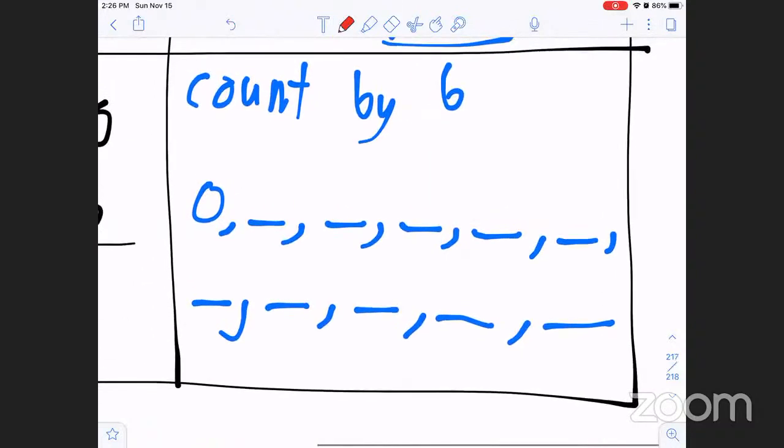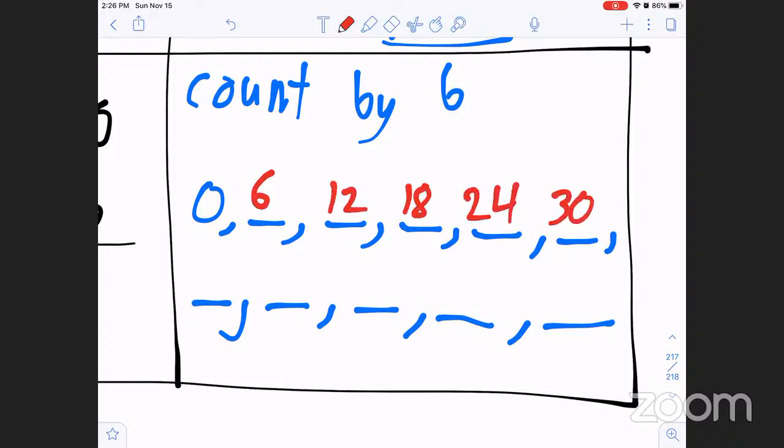Counting by sixes, try to count with me if you can. 0, 6, 12, 18, 24, 30, 36, 42, 48, 54, 60.